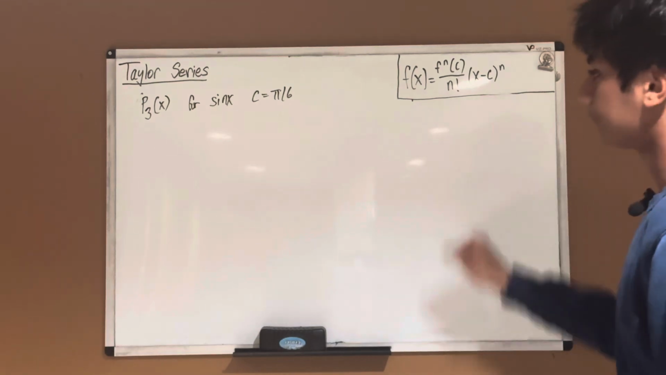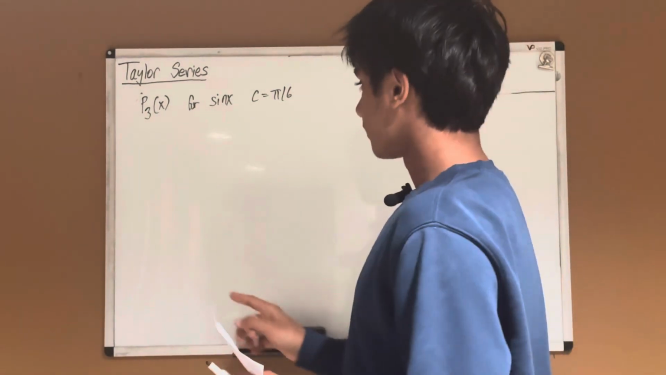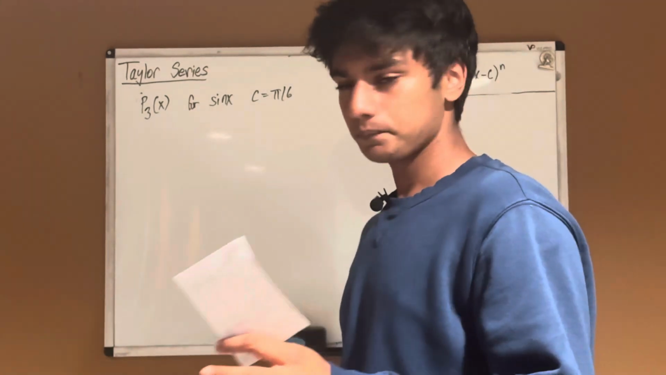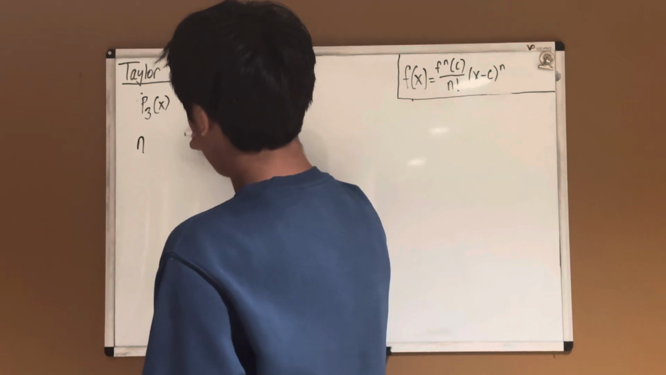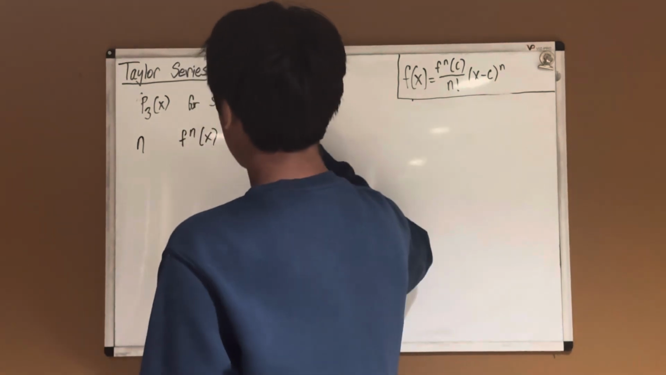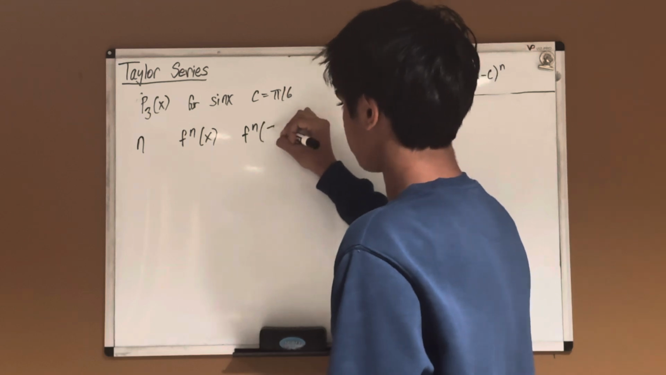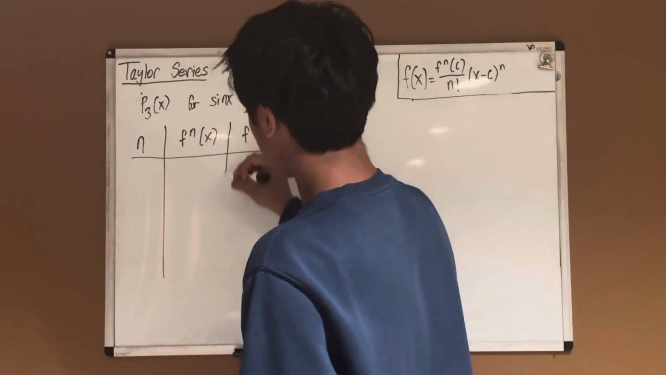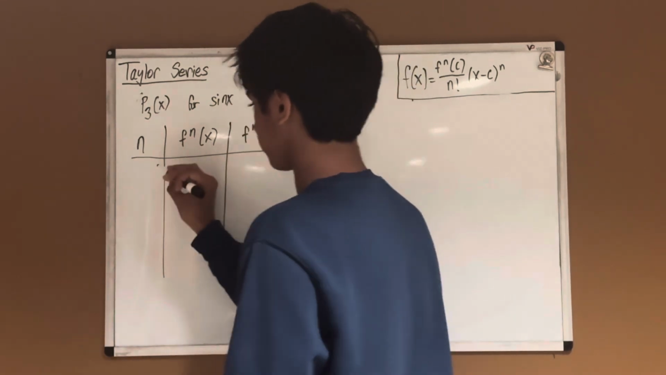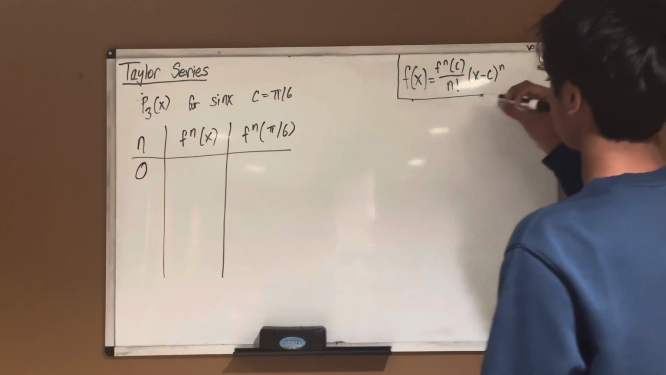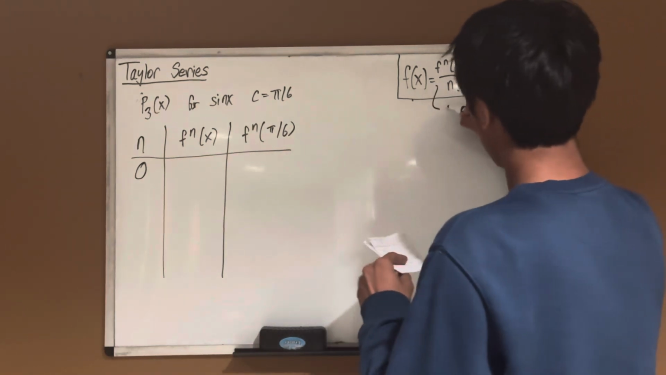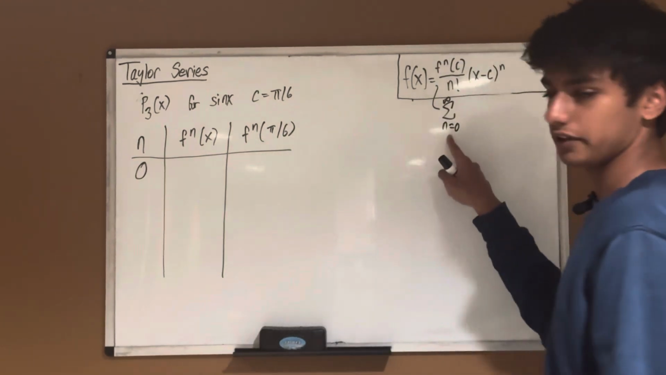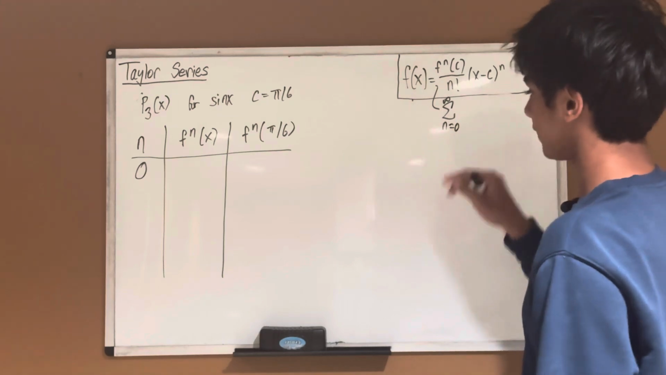series using our formula. So the method I like to use for finding Taylor series where I don't know what the actual series is, like memorized before, I use a table. So what I do is I create n, f of n of x, and then f of n of c. In this case, c is pi over 6. So I then use this table to find my values. So we start at 0, because that's where the sum for a Taylor series starts: the sum of n equals 0 to infinity.